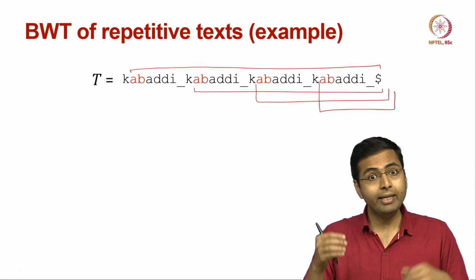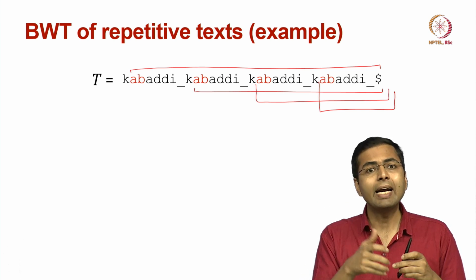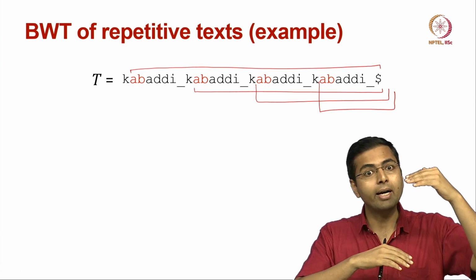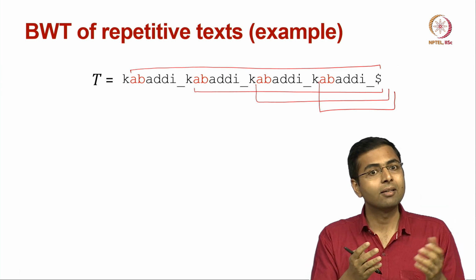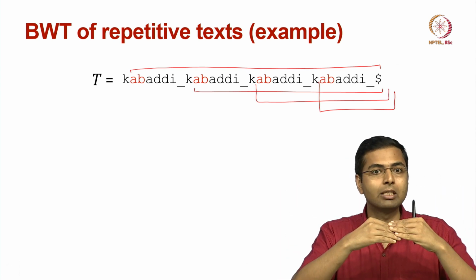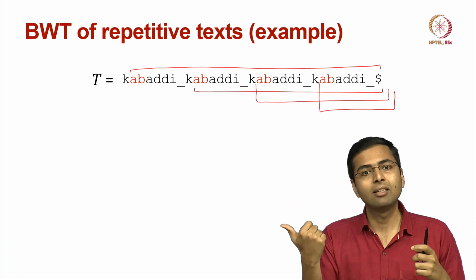Now, because all these suffixes start from a b letters, you can imagine that once I sort the suffixes, these suffixes are going to occur next to each other, and as a result the characters k will come together in the Burrows-Wheeler transform, because Burrows-Wheeler transform is nothing but the characters preceding the sorted suffixes.